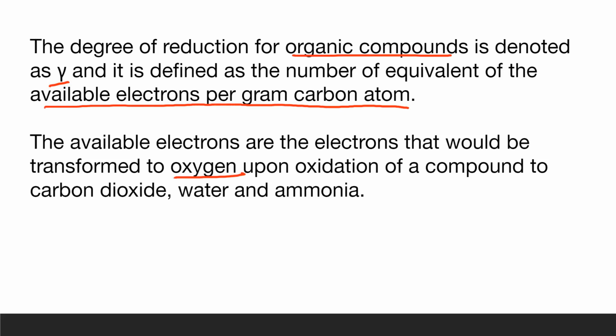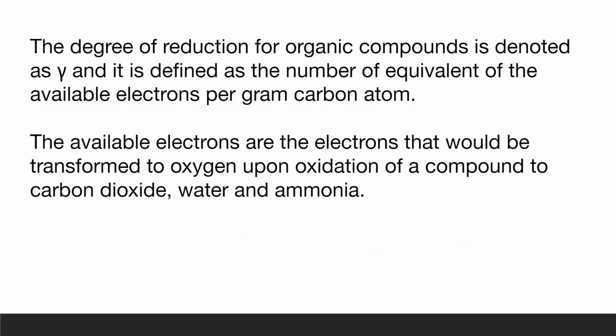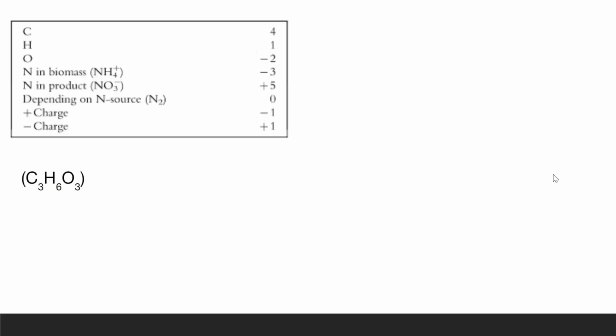So the formula for the degree of reduction gamma will be equal to the number of equivalent electrons per gram carbon atom, right? Now that we know the formula, let's see what the individual values are for commonly found atoms in organic molecules.